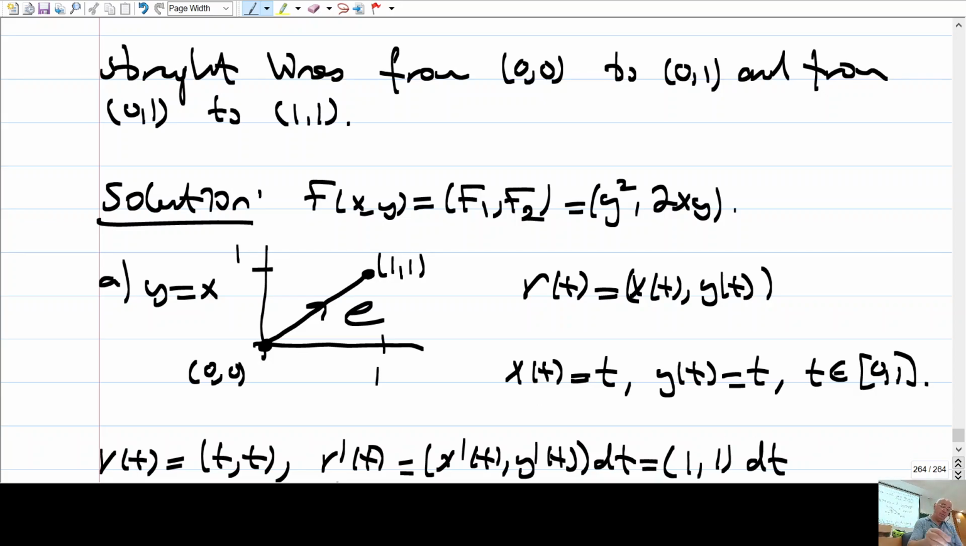And this is the work done while you just pull this mass from this point to this point along this path.